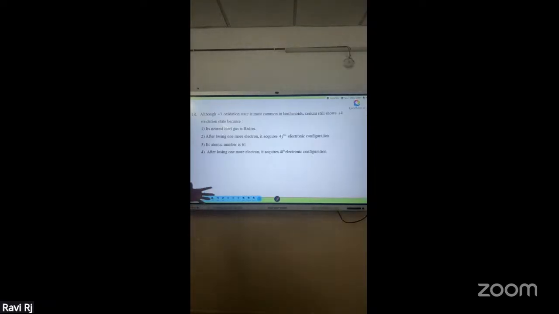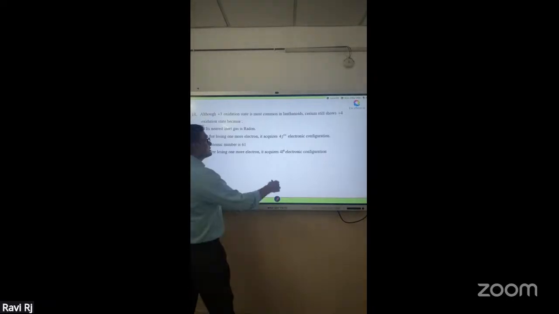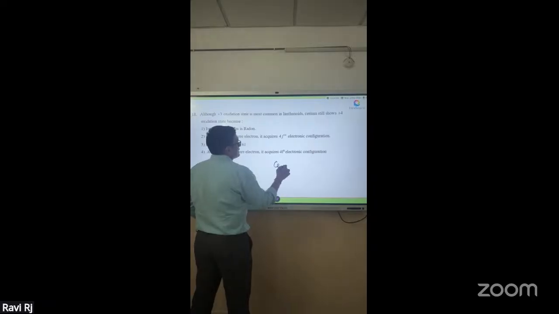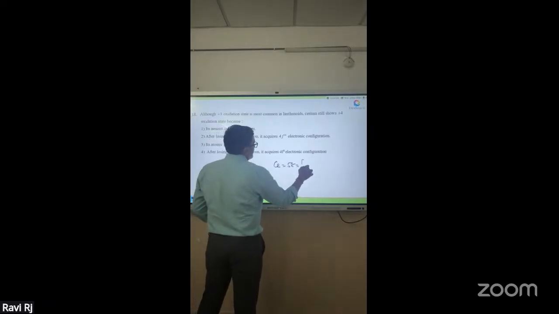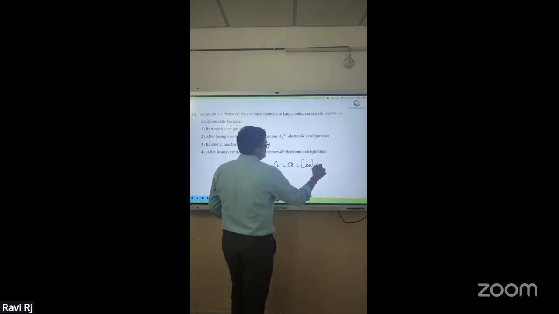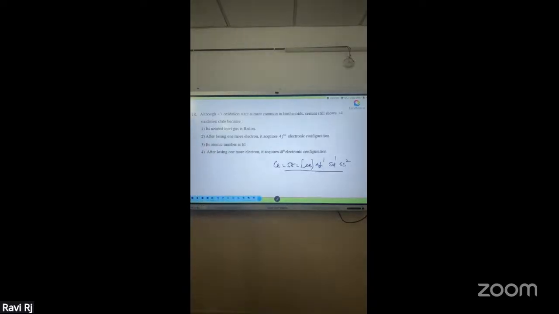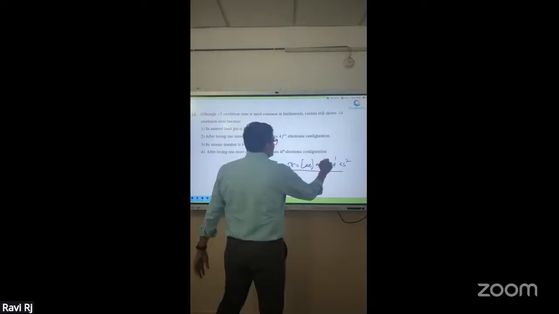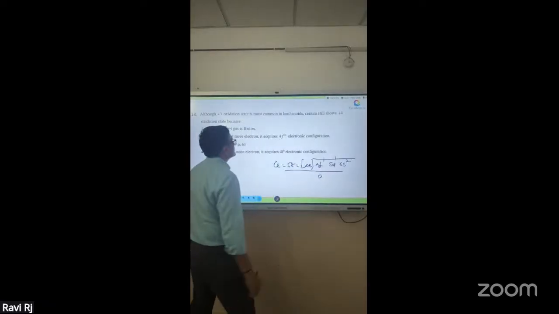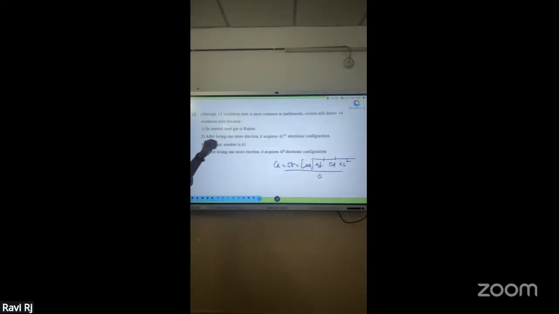Next, +3 is most common, but still cerium shows the +4 oxidation state, because you know that cerium is 58, xenon 4f1, 5d1, 6s2. This is the configuration of cerium. So what is happening here is that when it loses all 4 electrons, it acquires what? A 4f0 electronic configuration.